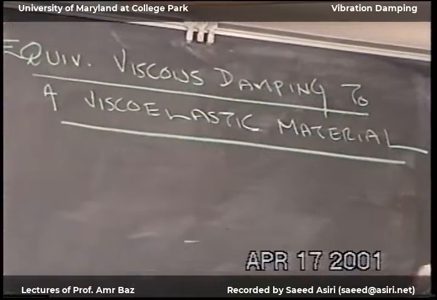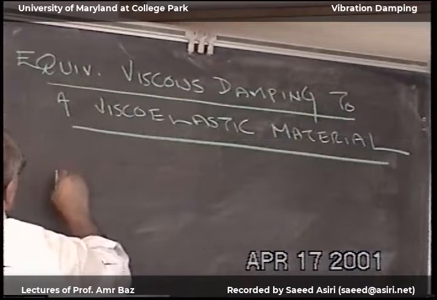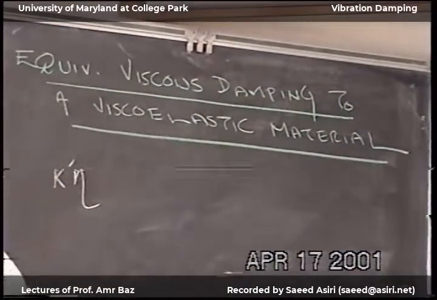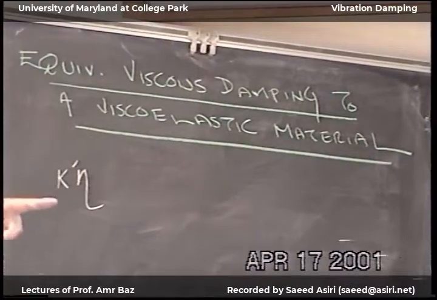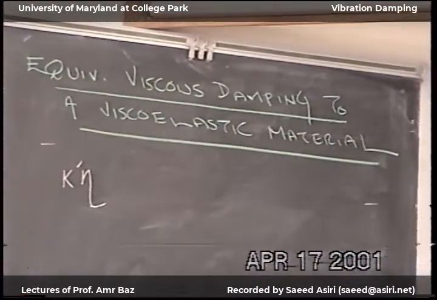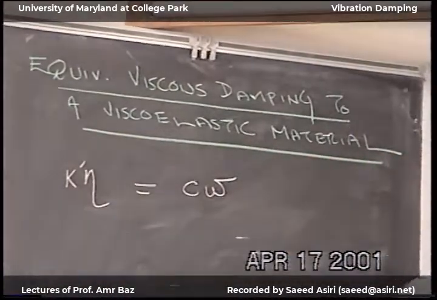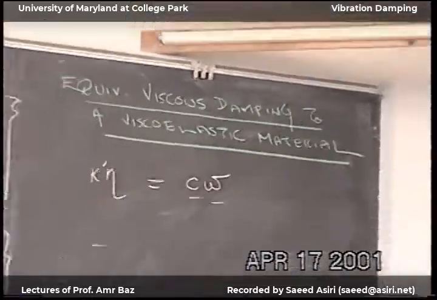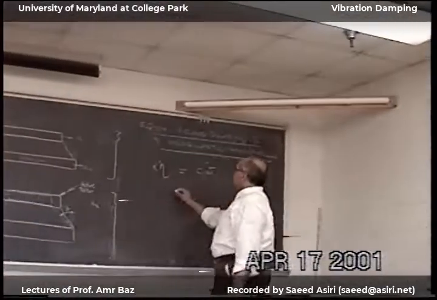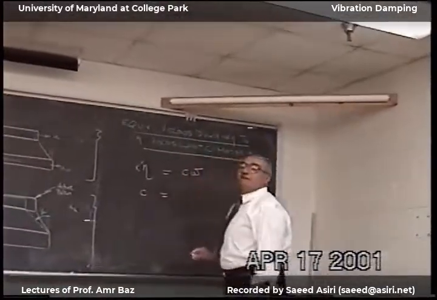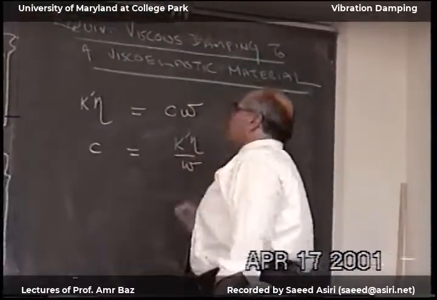And I'll do this by just equating these two equations. So I'll have K prime eta x squared pi will equal pi c omega x squared. I'll equate the energy dissipated in the two cases. So the pi x squared will cancel out, and this says here that the C equivalent is equal to K prime eta over omega.